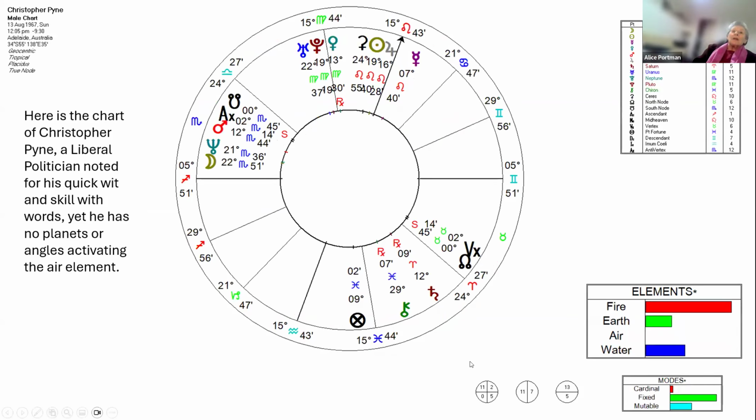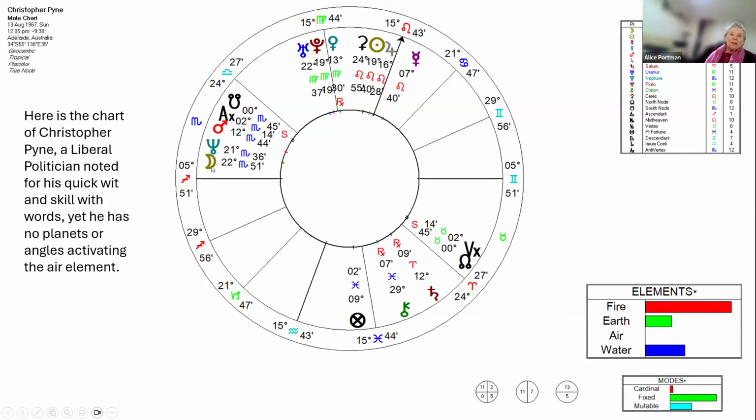And I thought I'd throw in a politician. Oh, yeah, Christopher Pyne. Well, he's South Australian anyway, which is where I live. And he's a Liberal politician. He was really noted for his quick wit and skill with words, and yet he's got no planets or angles activating the air element in his chart. Not one. He does like attention with all that 10th house. Look at all of that. The Leo Midheaven, Jupiter, Sun.